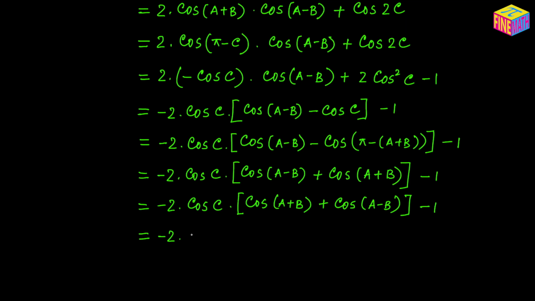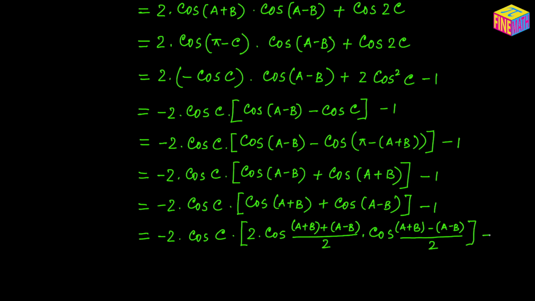And from here, can we write it like this? Negative 2 times cosine of c times, now again let's convert this sum within the bracket into product form. So this will be 2 times cosine of ((a plus b) plus (a minus b)) over 2 times cosine of ((a plus b) minus (a minus b)) over 2, and then outside the bracket of course we have a negative 1. So here what we did, well, we simply used the cosine c plus cosine d formula. So that is like 2 times cosine of (c plus d) over 2 times cosine of (c minus d) over 2, and that's exactly what we have done here.